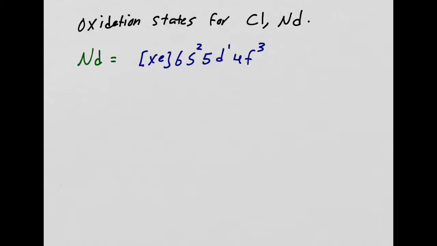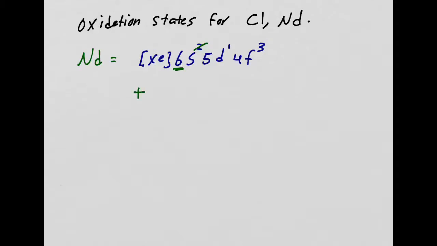Okay, now we've talked about this. You lose and you gain from the highest n. So what is my highest n? My highest n is 6. Because as the n is higher, that means you're far away from the nucleus, so it's easier to lose or to gain electrons. So the first ones I'm going to lose are those 2.